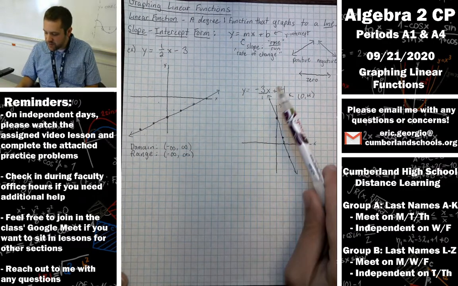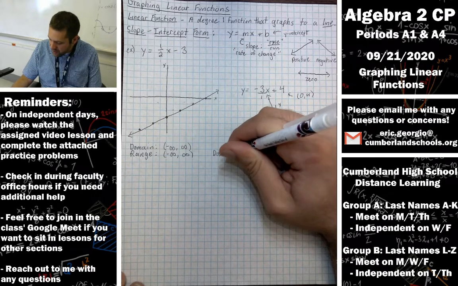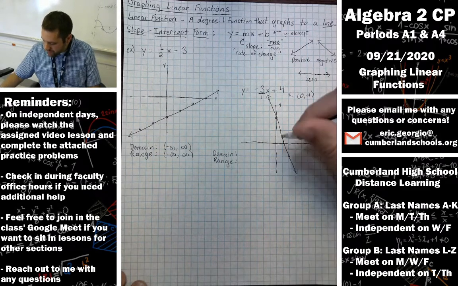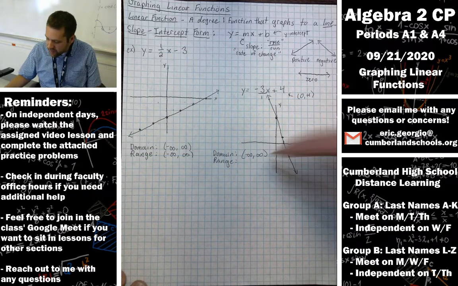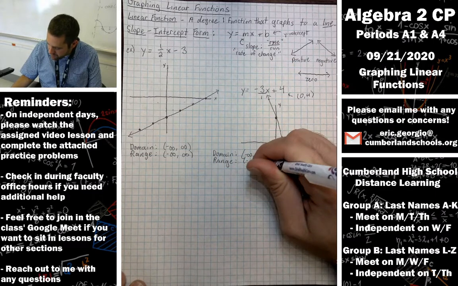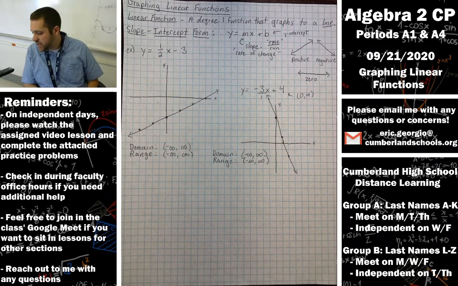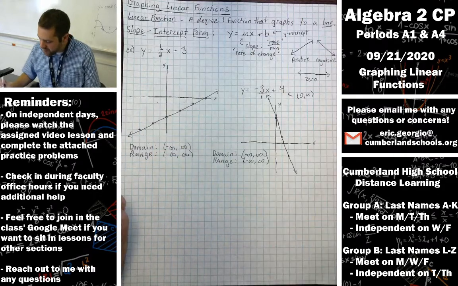Notice this is a positive slope, this is a negative slope, but even our negatively sloped line is still extending forever to the left and right, going forever left, going forever right, so our domain is still all real numbers, and it's going forever down and forever up, so our range is still all real numbers. Okay? So again, for any linear function, as long as the slope is not 0, it will have a domain and range of all real numbers. Okay? So that being said, that takes care of slope-intercept form.